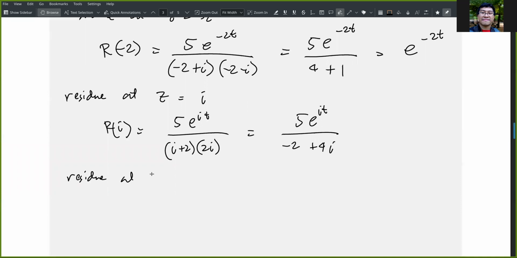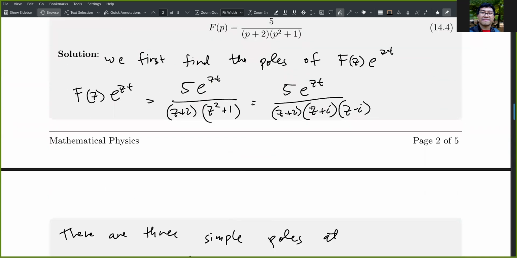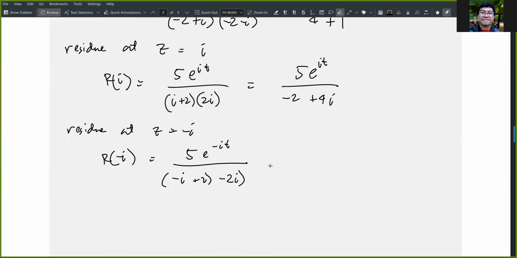For the residue at z equals minus i, r at minus i would be 5e^(-it), so you have minus i plus 2, and here we set minus i plus i, minus i minus i, so negative 2i. This becomes 5e^(-it) over minus 2i. So this becomes minus 2, minus 2i times minus i. That's plus 2i squared, so minus 2 minus 4i. Okay.